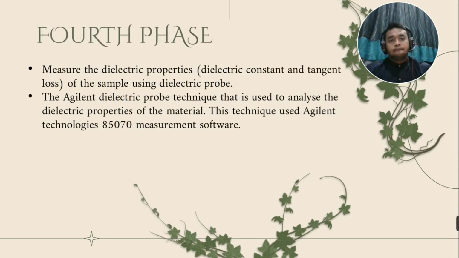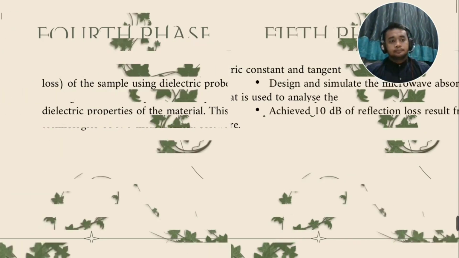For the fourth phase, we measure the dielectric properties, which consist of dielectric constant and tangent loss of the sample, using the dielectric probe. The Keysight dielectric probe technique is used to analyze the dielectric property of the material. The technique uses Keysight Technologies 85070 measurement software. We have been using this software to get the result for the dielectric property of the material.